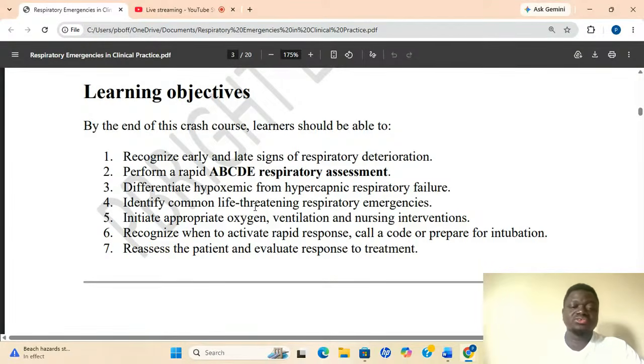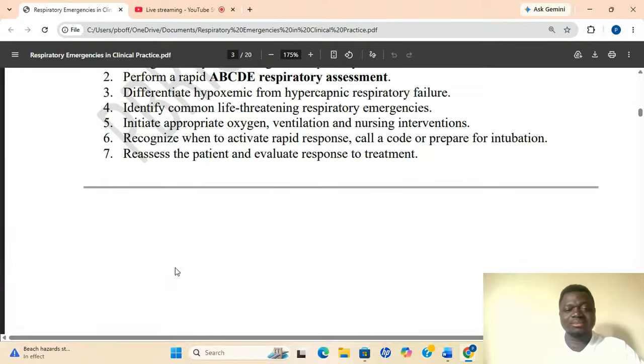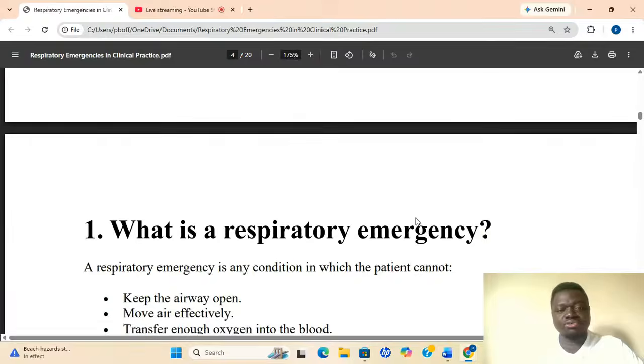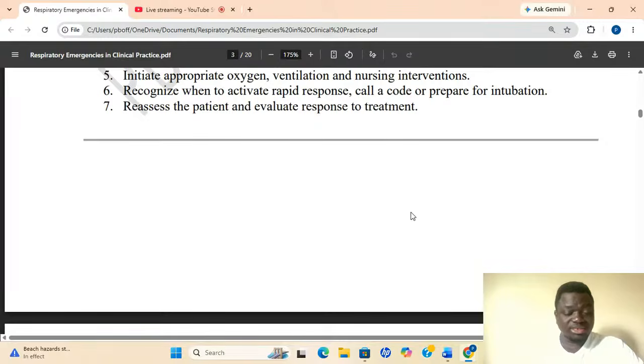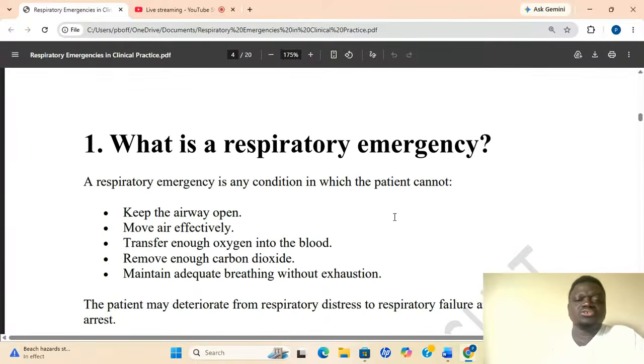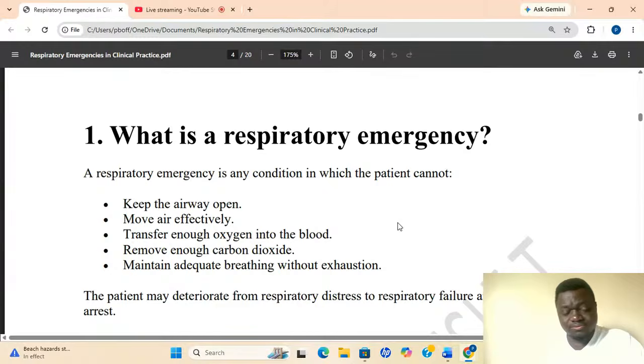Then you recognize when to activate the rapid response, calling the code, or prepare for intubation. The last one is to reassess the patient and evaluate response to treatment. So what is a respiratory emergency?